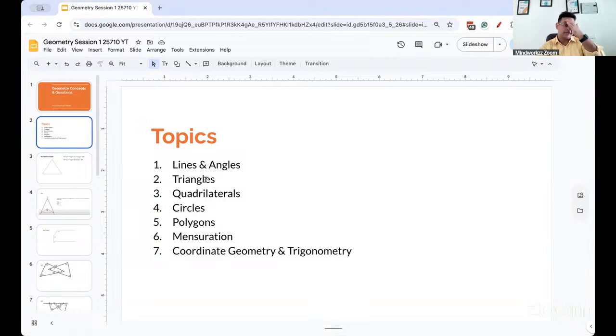So in geometry, we normally study geometry in these 7-8 chapters: lines and angles, triangles, quadrilaterals, circles, polygons, mensuration, and miscellaneous questions will include coordinate geometry and trigonometry. So the last part is not directly relevant for CAT, but yes, you can get questions.